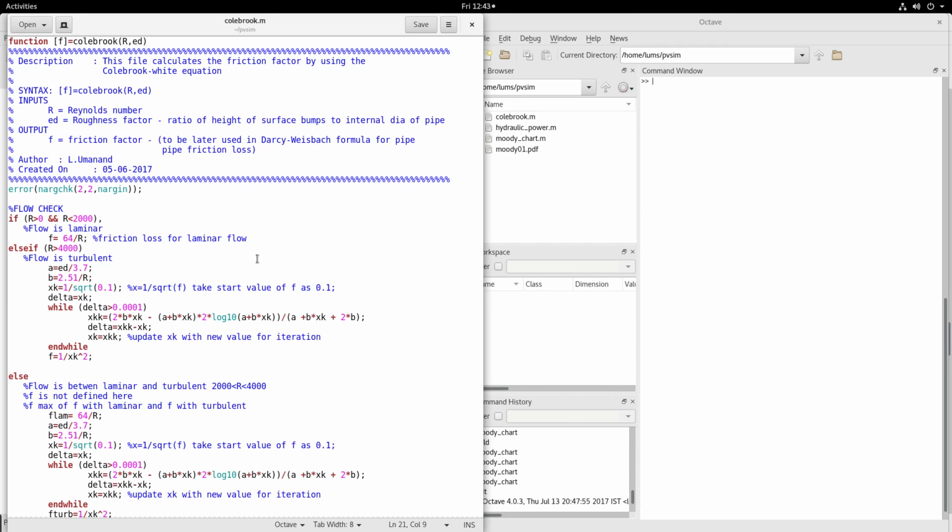Let me now describe to you the Octave script file that we will use to obtain the friction factor using the Colebrook-White formula. So here on the screen I have the ASCII script file colebrook.m. It's an M file to be run in Octave.